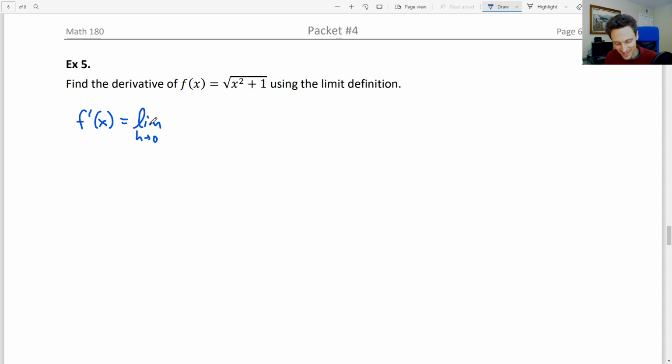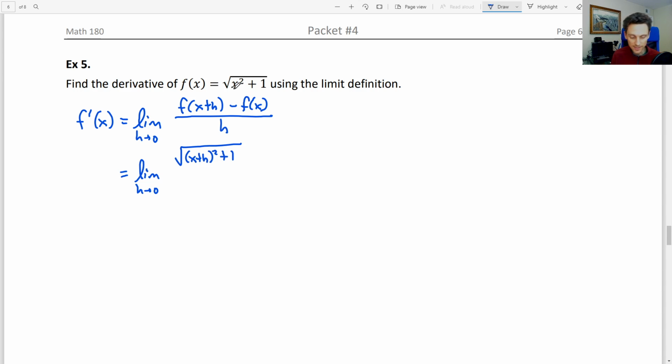f prime of x equals the limit as h approaches 0 of f of x plus h minus f of x over h. All right, so now we're going to take x plus h, plug it into the function, and we'll get the square root of x plus h squared plus 1. That's what it looks like to replace the x with an x plus h. It's all about replacement. And then copying the function for f of x down.